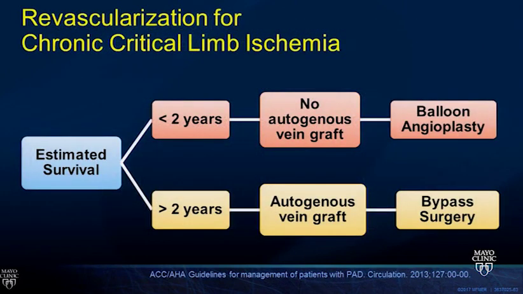And then just briefly for chronic limb ischemia, revascularization is really stratified in terms of survival. If you have a survival less than 2 years and you don't have a vein graft, just a balloon angioplasty to help try to prevent amputation and tissue loss. If you have an estimated survival more than 2 years and you have a vein graft, then go for bypass surgery.